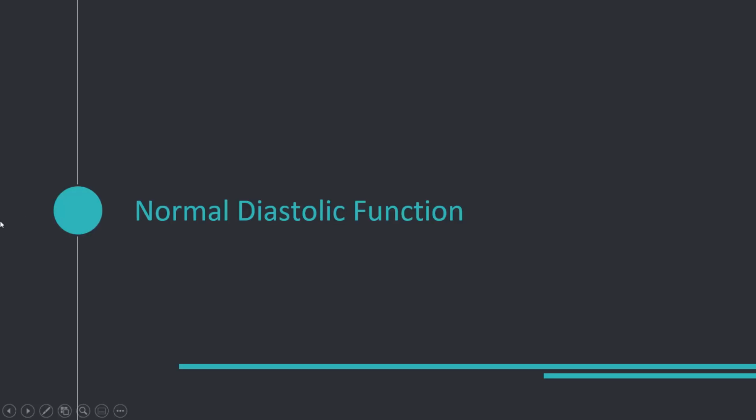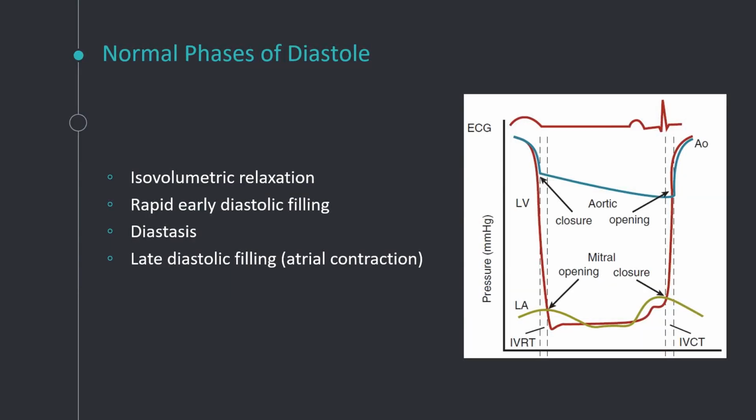So, sort of like how I first learned ECG, before we go into the nitty-gritty and wonderful details about abnormal diastolic dysfunction, we need to know what normal looks like so that we're able to identify what abnormal diastolic function is. And for that, let's take us back to medical school and go through the normal phases of diastole.